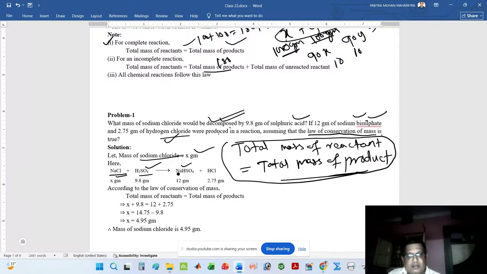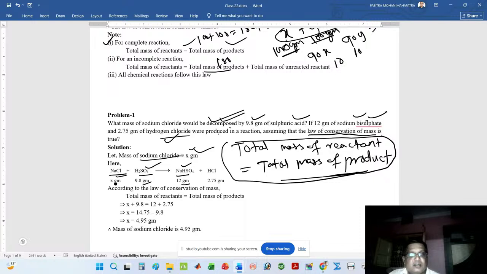That amount is 12 grams. So I have written here 12 gram. Here H2SO4 is 9.8 gram, so I have written 9.8 gram on the bottom of the H2SO4. Here x gram of sodium chloride is taken as let, so here I can write x gram.